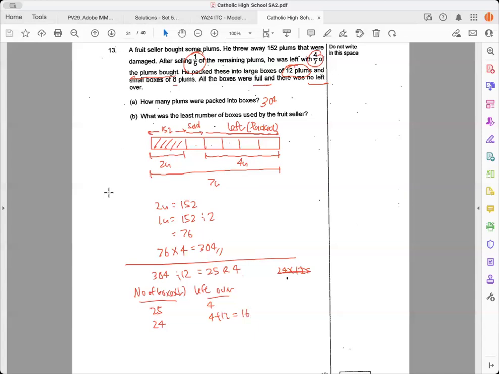Okay, that's good. 16 leftover can be packed into 2 small boxes, because 1 small box is 8, right? So altogether, to pack 304 plums, you need 24 large and 2 small. So altogether, 24 plus 2, 26 boxes. So answer is 26 boxes.